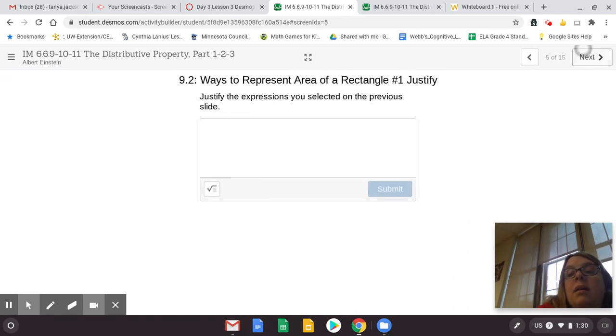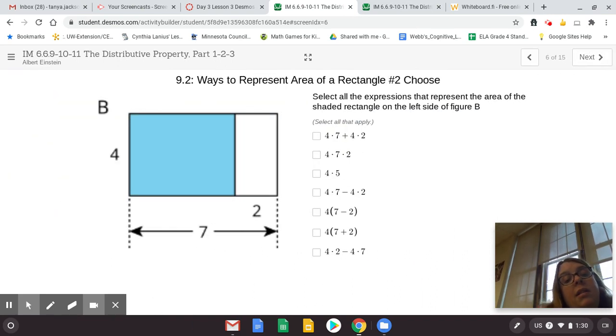Same thing here, but we're subtracting because we want to know a part of this rectangle. And so it would be 4 times 7 minus 2, or just 4 times 5, because we know 7 minus 2 is 5. Or we could do 4 times 7 minus 4 times 2.